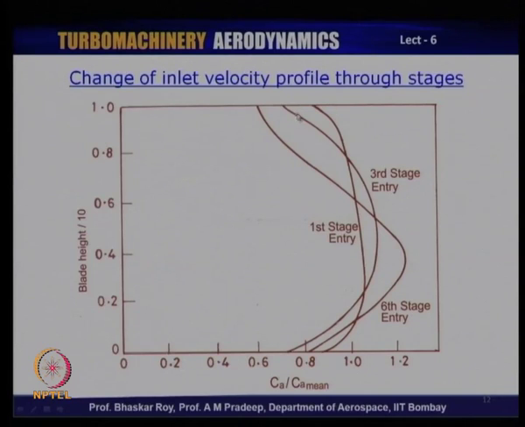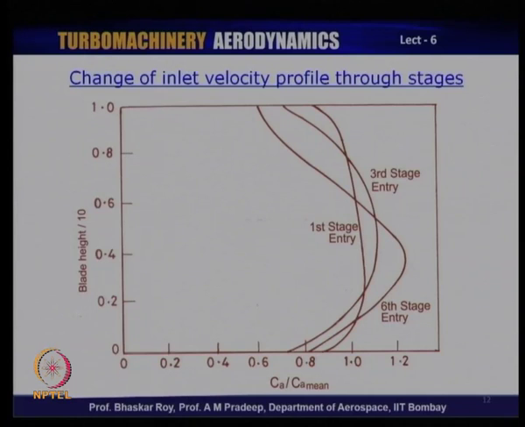Then, in the third stage, it has become almost like a D, and then by the time it is on the sixth stage, it has got hugely skewed. You see, it has lost uniformity hugely because of the three dimensionality of the flow that we are talking about, the boundary layer development, and not to speak of the various contours that are given to the hub and the casing. Those contours we will talk about later in this course.